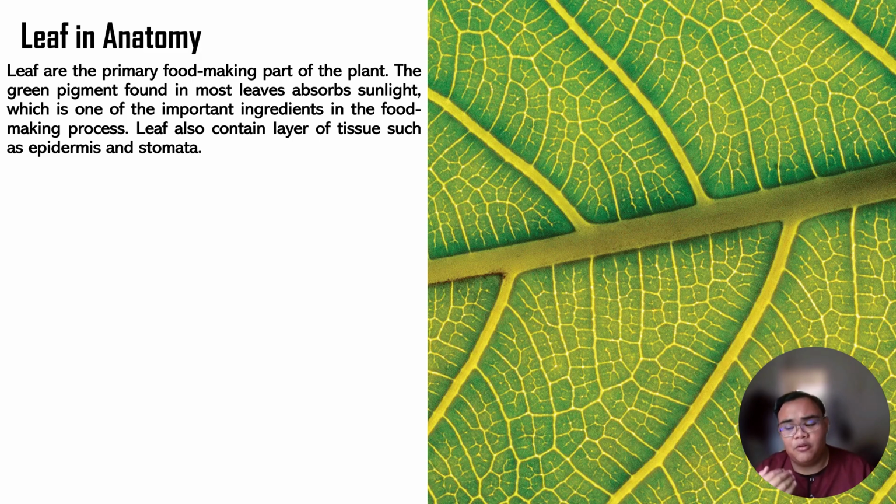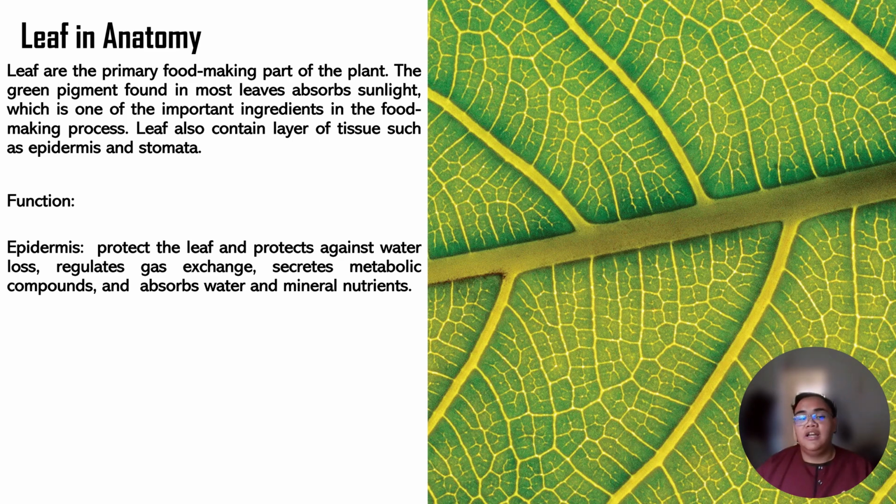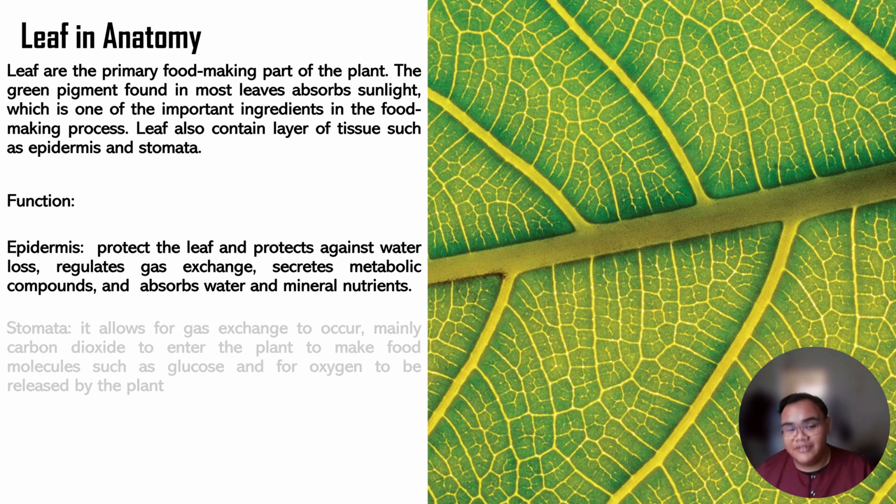And leaves are so important for our life because they provide food and oxygen for almost every living organism on the planet. Leaf also contains layers of tissue such as epidermis and stomata. So the function is epidermis protects the leaf and protects against water loss. It also regulates the exchange, secretes metabolic compounds, and absorbs water and mineral nutrients.